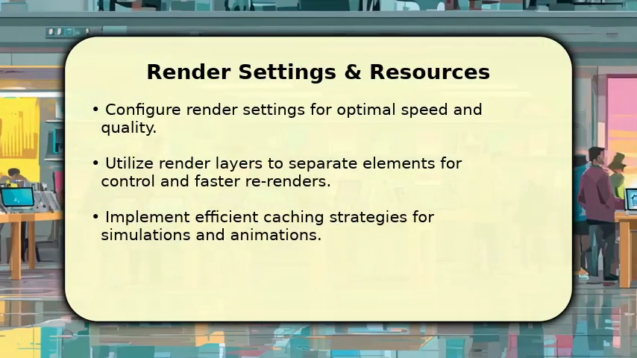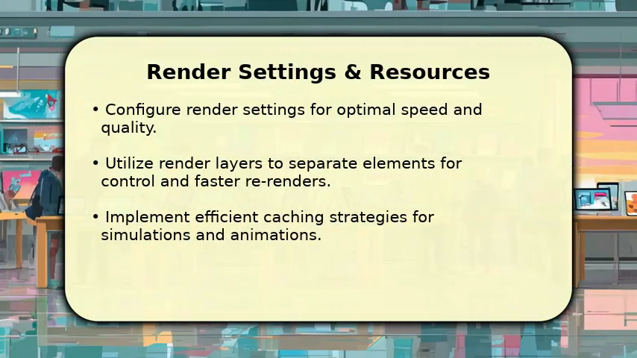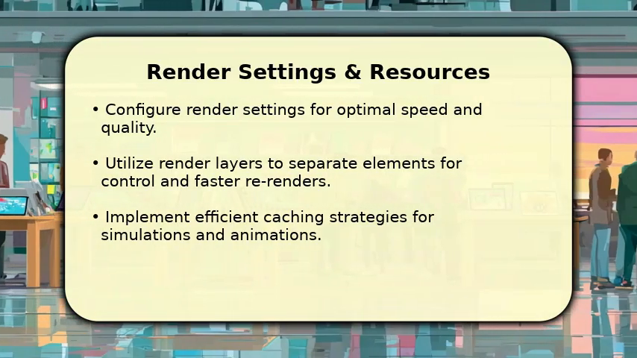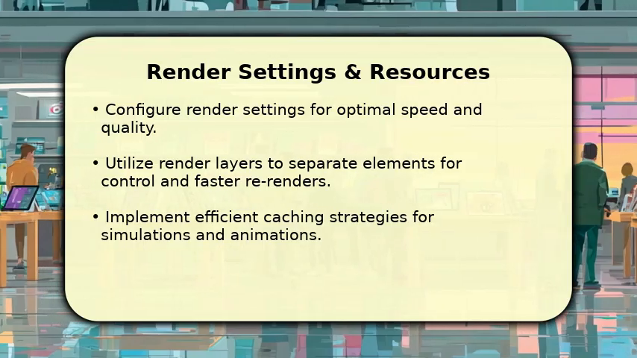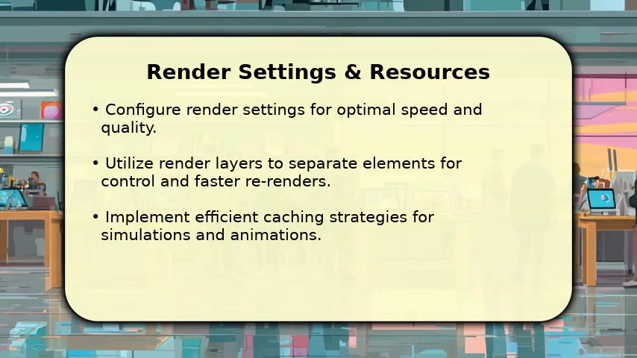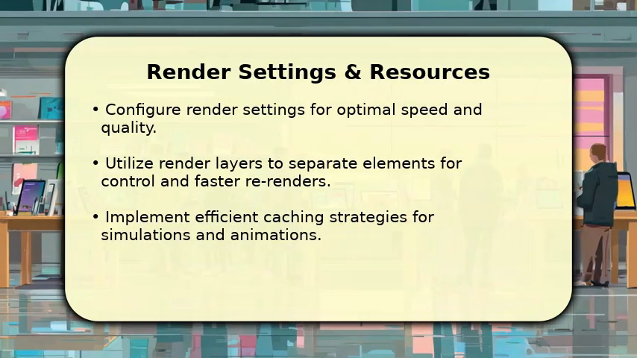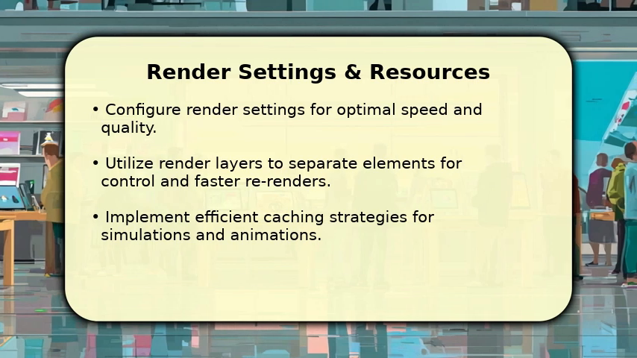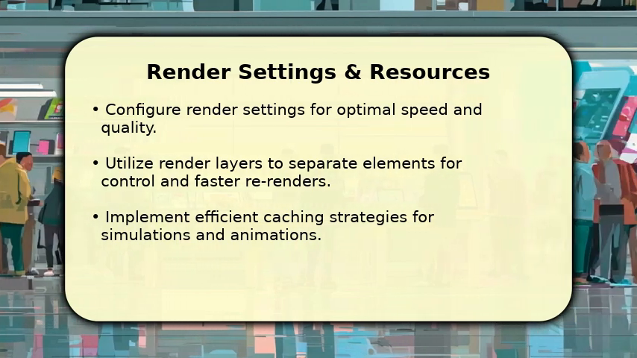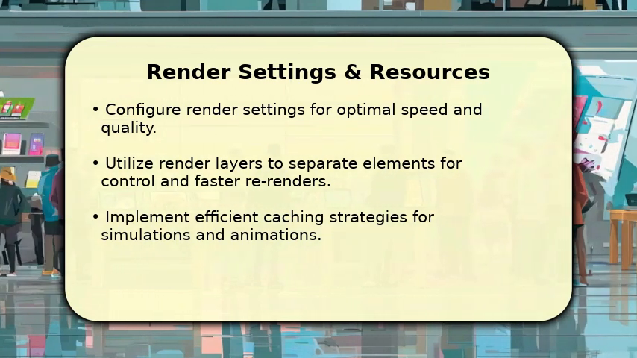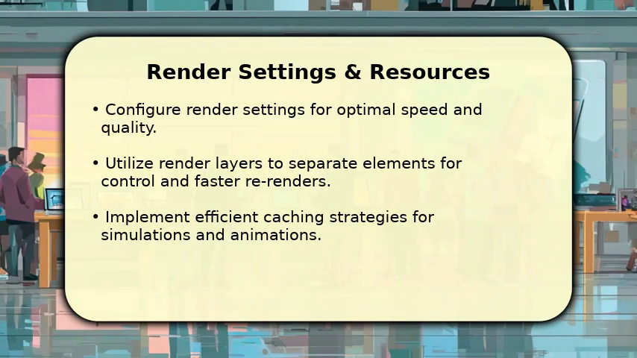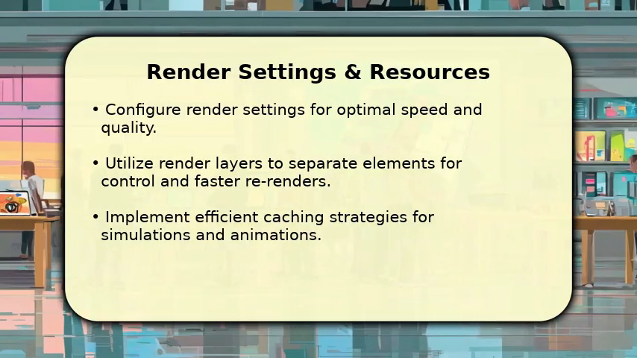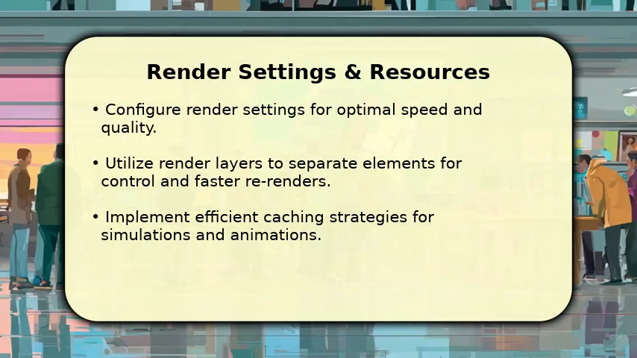Next, focus on render settings and resource management. Configure your render settings for optimal speed and quality, understanding the trade-offs between different sampling rates and ray depth. Utilize render layers to separate elements, allowing for more control and faster re-renders of specific passes. Implement efficient caching strategies for simulations and animations, saving computation time. Consider using a render farm for large projects, which can distribute the workload across hundreds of machines, drastically reducing render times from days to hours.